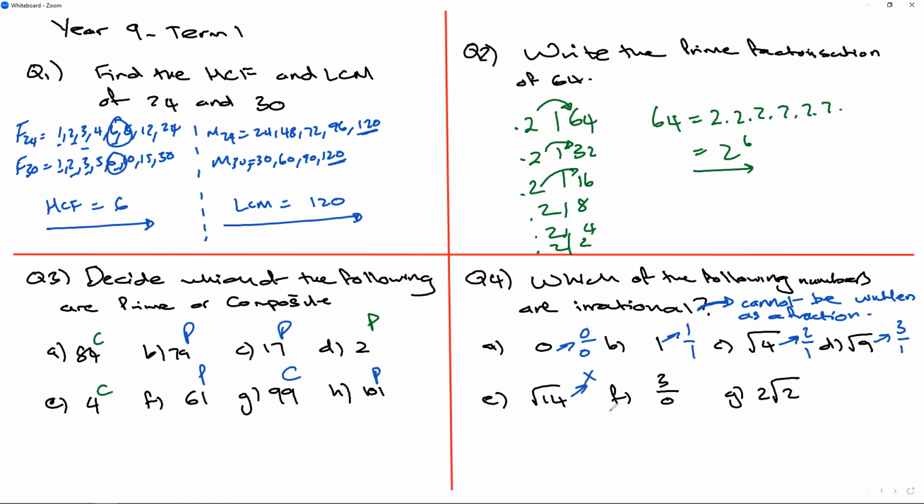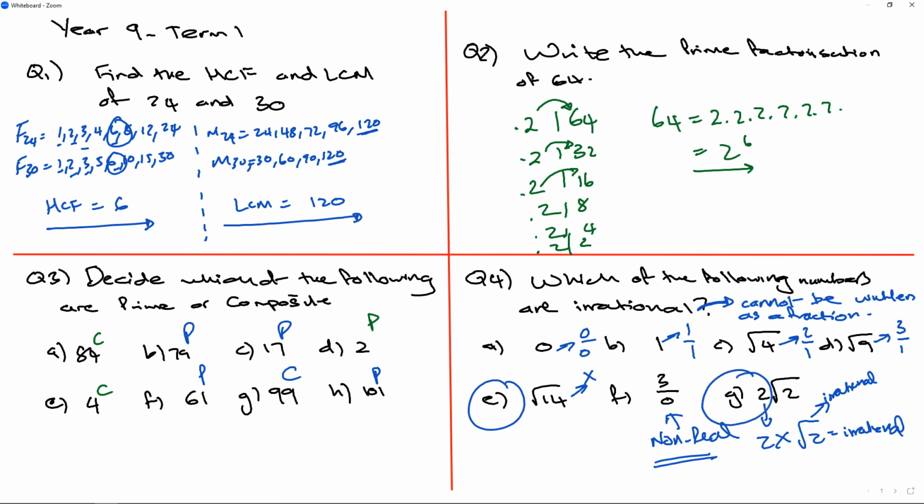This you cannot square root. So that's an irrational number. This number is divisible by 0. This is actually a non-real number. It does not exist. It's not irrational. This is the same as 2 times square root 2, and that number is irrational. And 2 times an irrational number is still irrational. So definitely G as well.